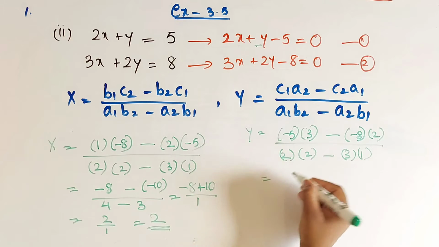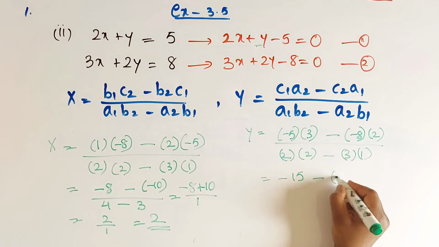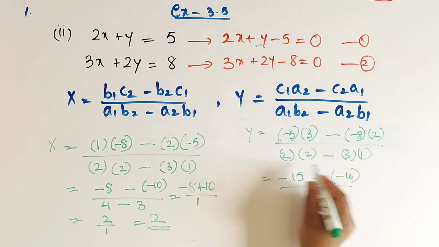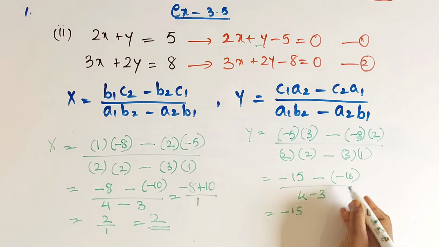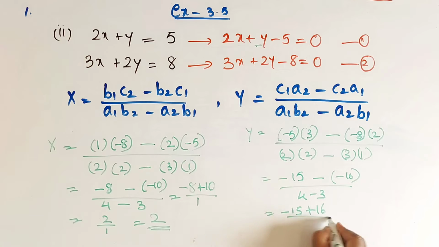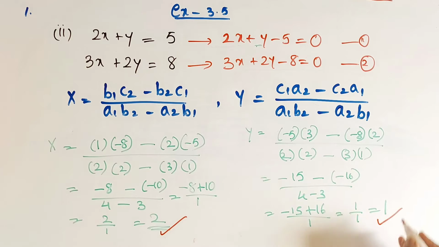Right, children? Minus 5 into 3, minus 15. Minus of minus 8 into 2, minus 16. Divided by 2 2s are 4 minus 3. Minus 15, minus of minus 16, that means plus 16, divided by 1. 16 minus 15, 1 by 1, that equal to 1. So x value is 2, children, and y value is 1.